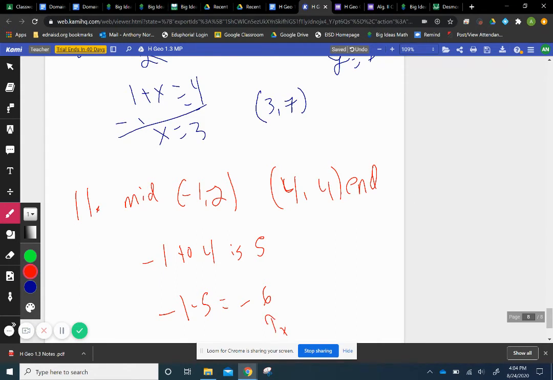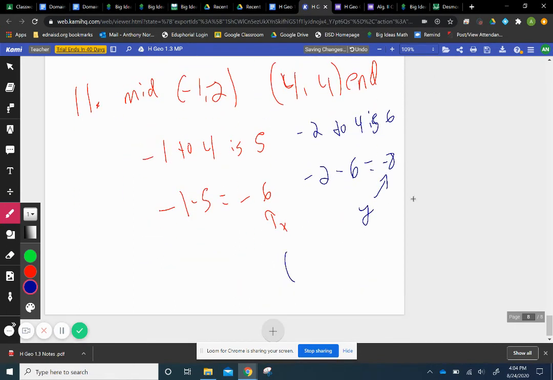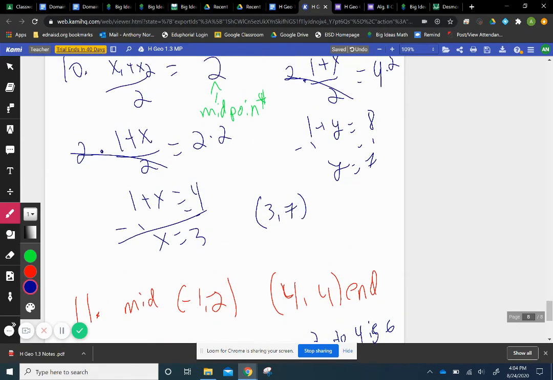Now we're going to do our y. Negative 2 to 4 is 6, so we're going to subtract 6. Negative 2 minus 6 equals negative 8, which is our y. So we have negative 6, comma, negative 8 as our other endpoint.